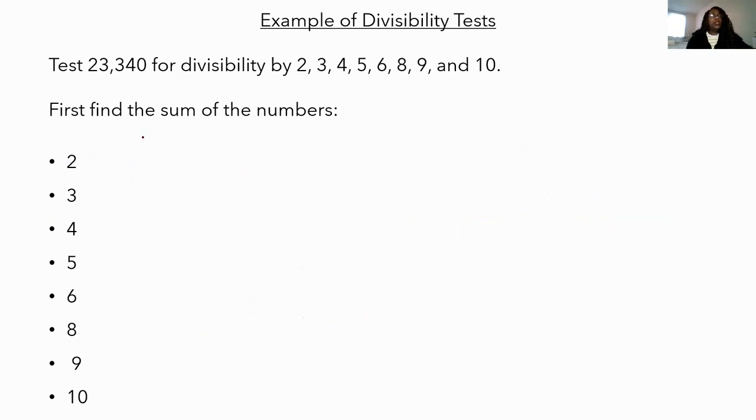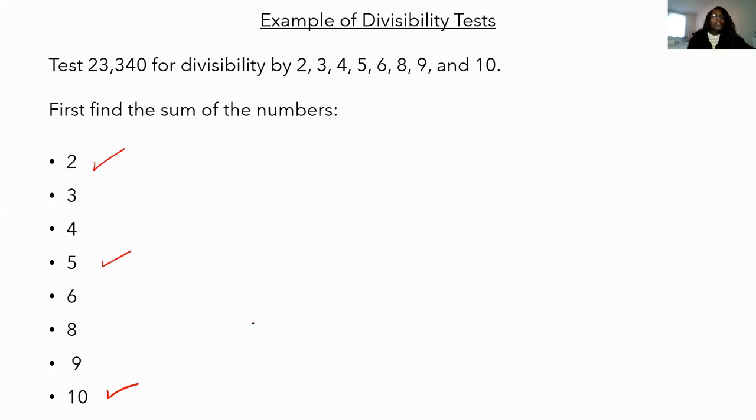So we have 23,340. And we want to see if it's divisible by 2, 3, 4, 5, 6, 8, 9, and 10, okay? So first, we need to find the sum of our numbers, and that's going to help us with which one. If I add them all up, it's going to help me with 3, and it's going to help me with 9. But just looking at the last digit, right away, I know it's divisible by 2, I know it's divisible by 5, and I know it's divisible by 10. Why? Because my last digit is 0.